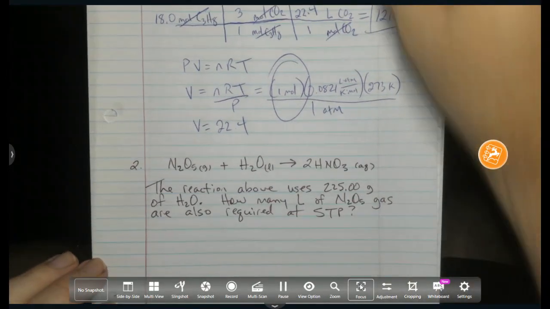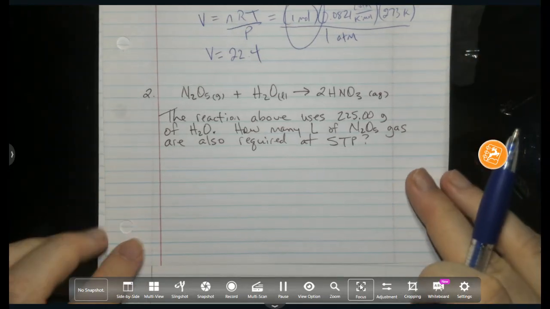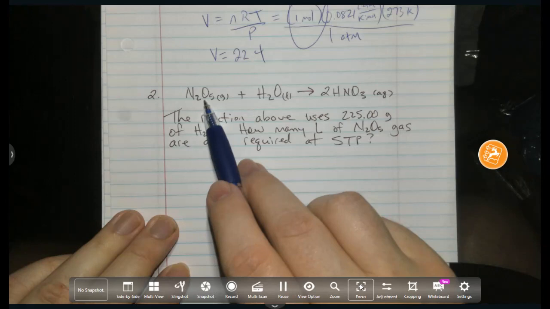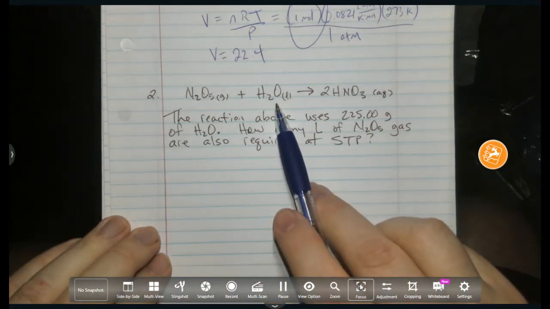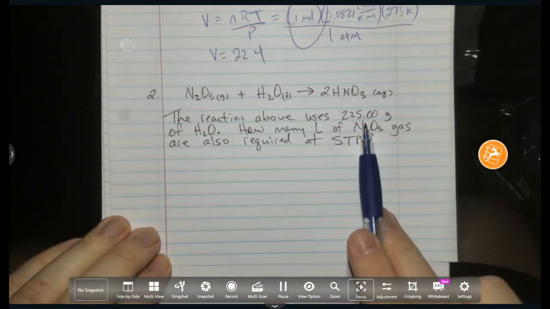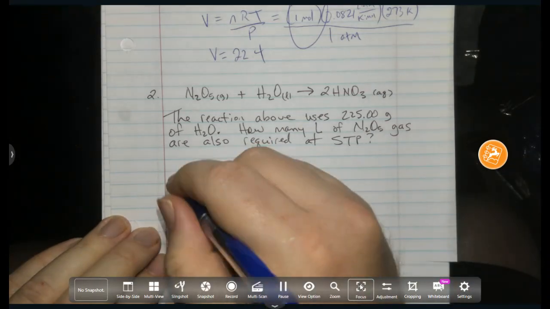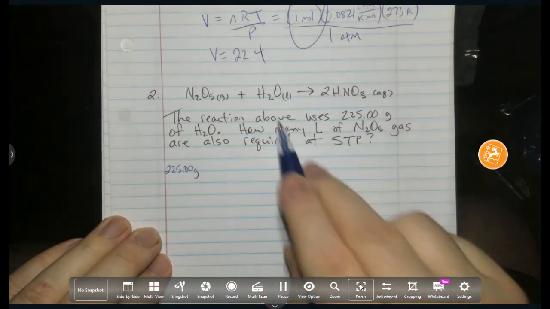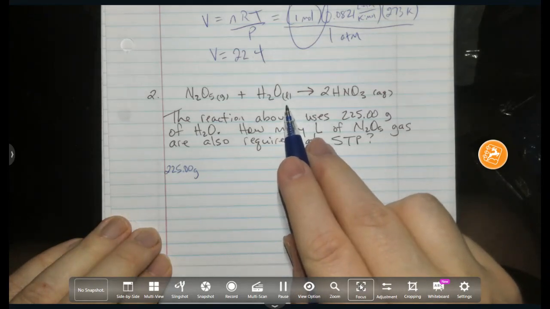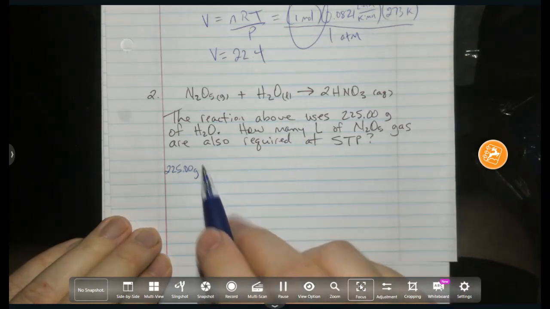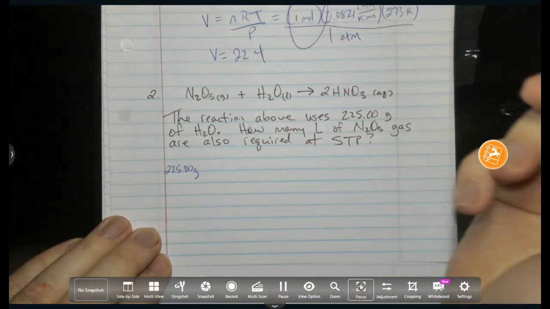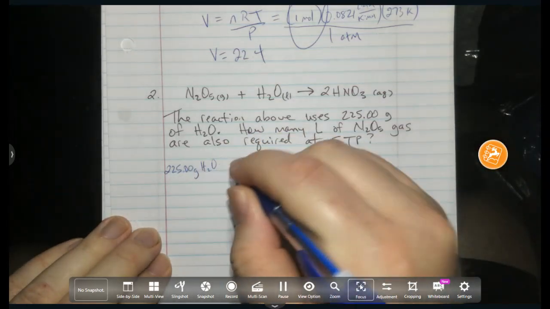All right, so let's finish this second example here. So this is N2O5 gas, dinitrogen pentoxide. I'm going to react it with some water. And this time, I'm starting with 225 grams of water. Well, water here is a liquid, so my 22.4 won't work. And this is in grams, so I can't use my ratio yet. So I do have to prep this problem. Got to do a little prep.